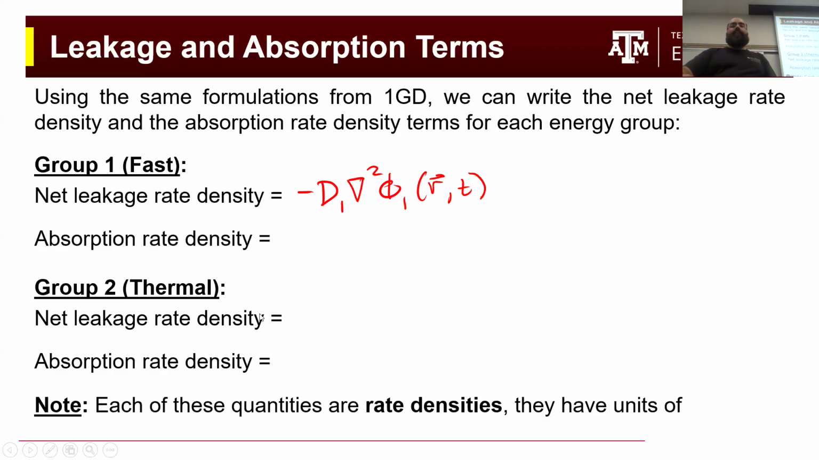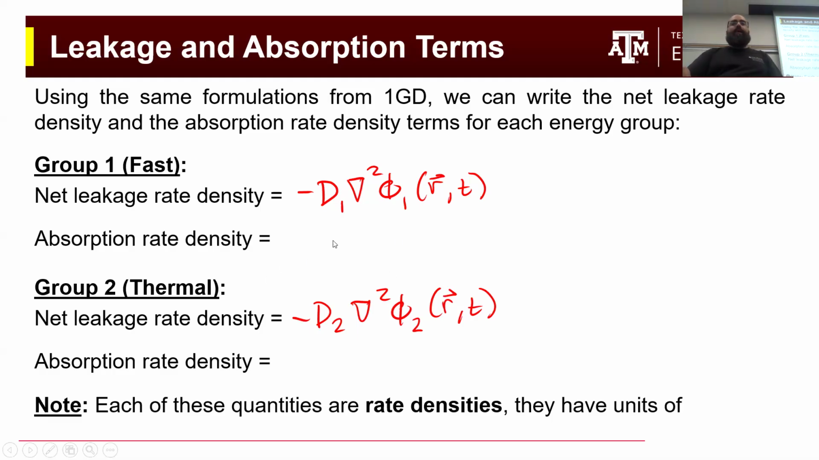If I wanted to write the net leakage rate density for group 2, what do y'all think that's going to look like? Same thing with subscripts 2, right? So I'll have minus the diffusion coefficient for group 2 times the Laplacian of my scalar flux in group 2, and that flux can vary with position and with time. So those are what my net leakage terms are going to look like.